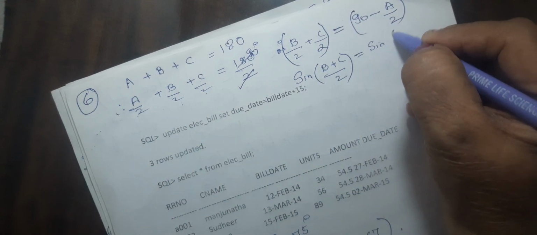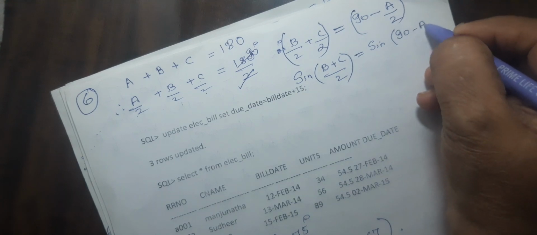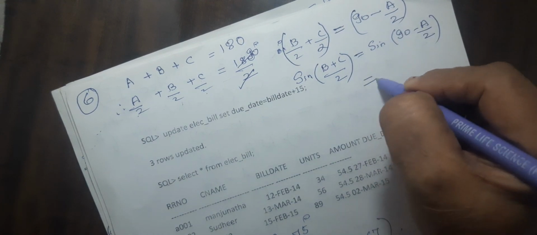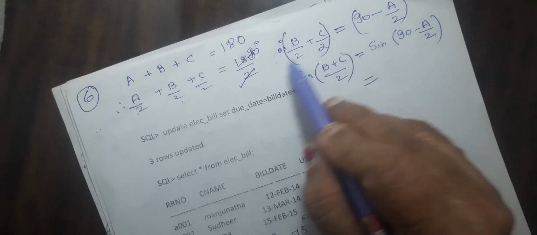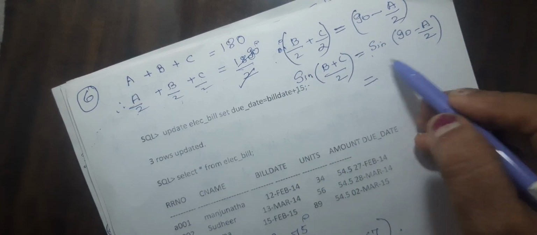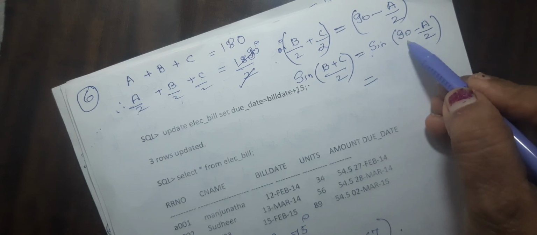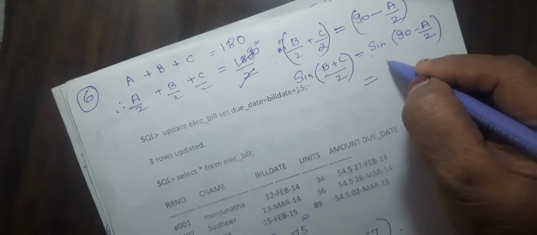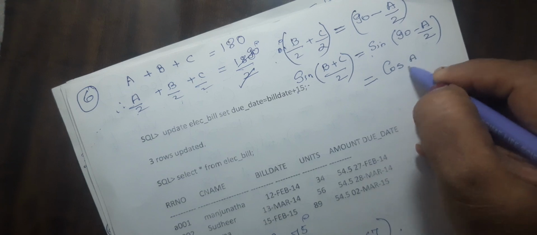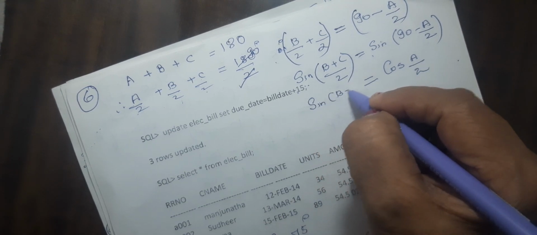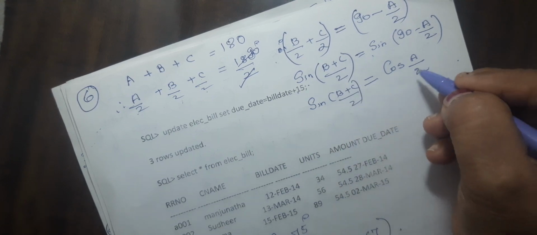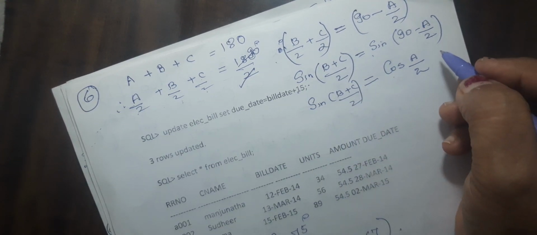So I am taking sine on both sides. Okay. Now the next step, because I have taken sine on both sides now, I can change this. Sine of 90 minus A by 2 is nothing but cos A by 2. So you have proved that sine of (B plus C) by 2 is equal to cos A by 2.